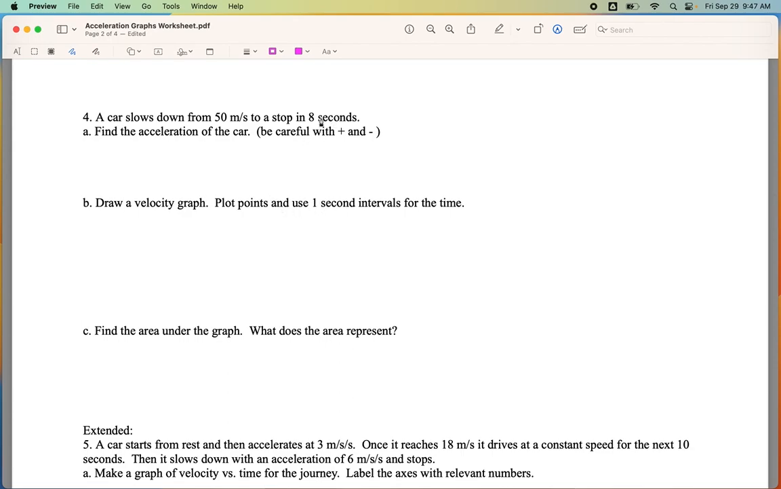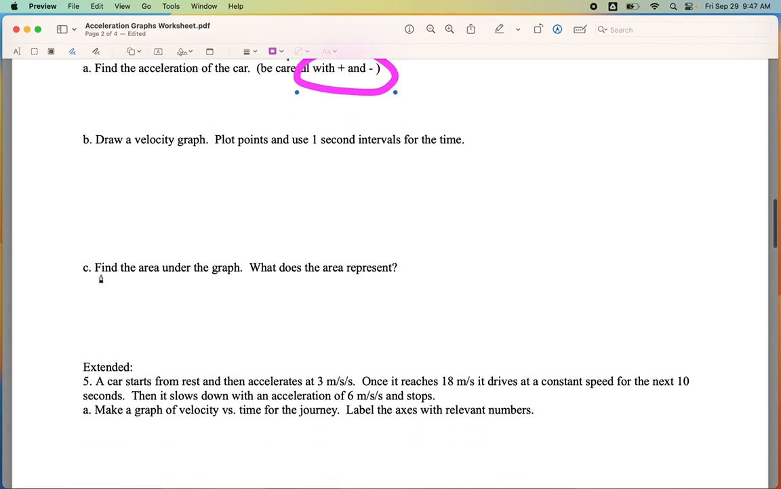Remembering that up here I say be careful with the plus and the minus. When you're slowing down from 50 to 0, your acceleration is going to be a negative number, as long as this is going in a positive direction.